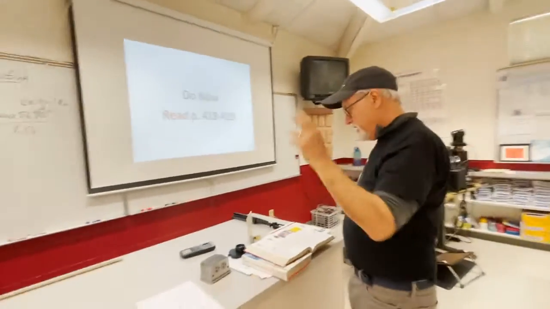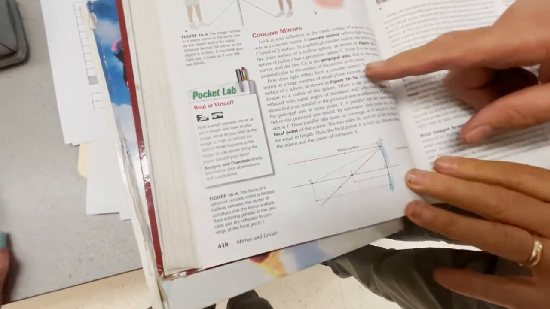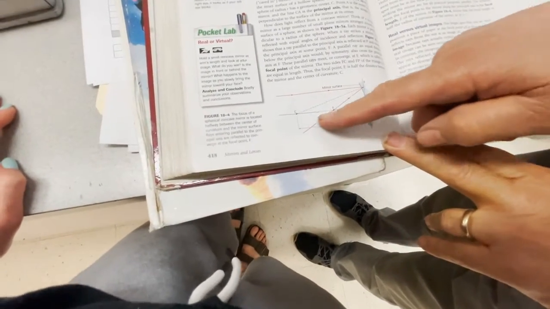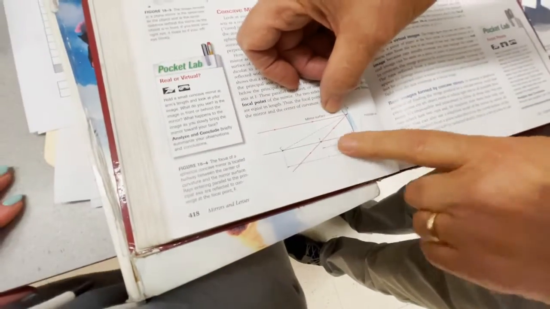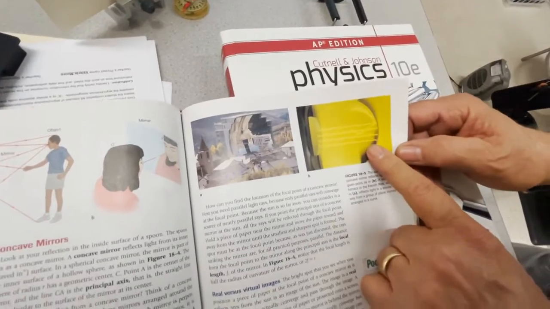So now, what I have the students do is read. Come over here and take a look. We'll read this stuff on concave mirrors. The principal axis, concave mirror. Here's a diagram. This is called the principal axis. That's a focal point. That's where that bright spot that we saw was. You have a light ray that's coming in parallel to the principal axis, and it reflects back through the focal point. And this is a lab activity that we'll do later.